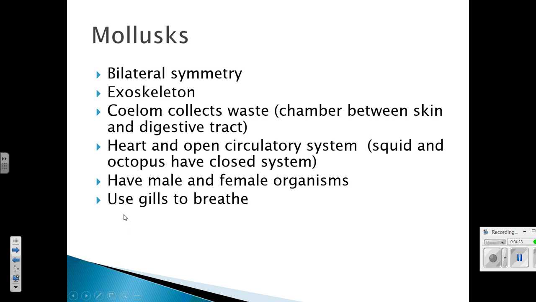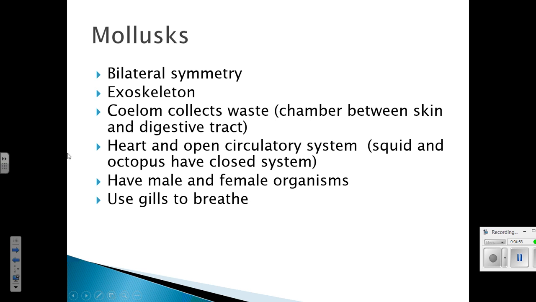Okay, mollusks. So a mollusk would have bilateral symmetry, so you can cut it down the middle. It's going to have an exoskeleton, usually more like a shell, so think like a clam. That's an exoskeleton, but it's not the same kind of material as a grasshopper's would be. There is going to be a chamber called the coelom, which is going to collect a lot of waste. It's going to have an open circulatory system, but it's going to have a heart. So it's a little bit more complex, but it's not that organized.